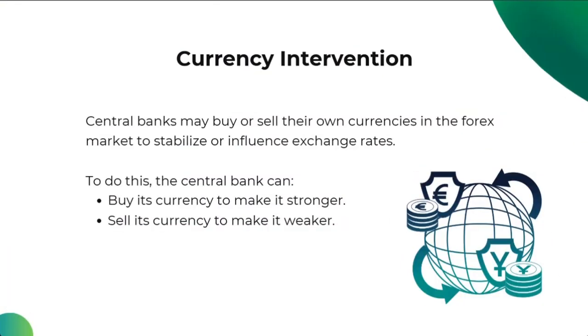Now, the second role of the central banks in the foreign exchange market is currency intervention. All right, so sometimes a country might want its currency to actually go up a little but not too high, or go lower a little but not too low, or they might want to stop inflation or another thing. All right, so what they actually do in this case is that they intervene in their currency. And how do they intervene? They usually buy or sell their own currency in the foreign exchange market to stabilize and influence the exchange rate. All right, so when they buy their currency, they are actually buying it to make it stronger, and when they sell their currency, they are actually selling it to make it weaker.